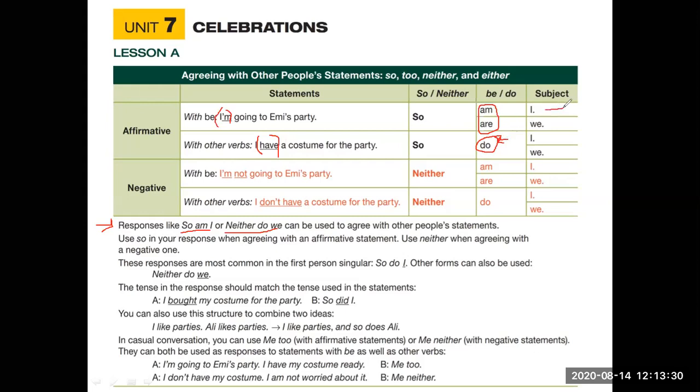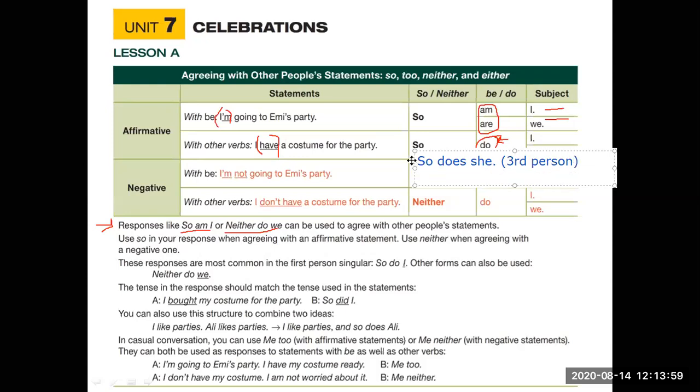In this case, they are using only I and we, but let me give you an example. Imagine that I am talking about she. I have to say "so does she," because it's the third person singular. Also, if I say, for example, "so is she" with the verb to be, she is also third person singular. That happens also with he and with it. So in these cases in the grammar, you are only seeing I or we. But if you use they, you are also going to use it this way. If you use he, you are going to say does or is.